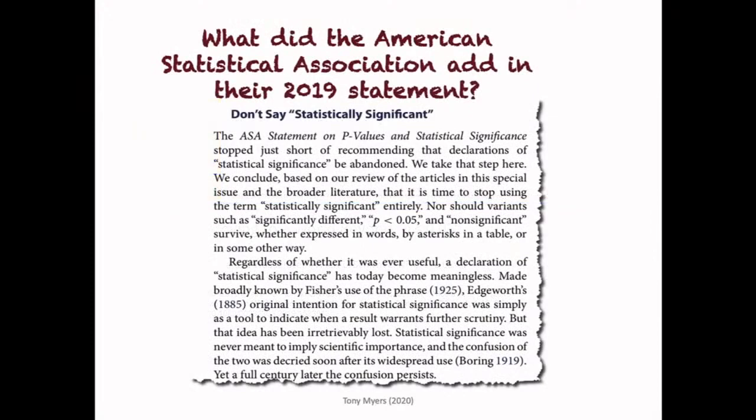What did they add to their previous 2016 statement? Well, basically what they said was it's time to stop using the term statistically significant entirely, along with variants such as significantly different, p is less than 0.05, non-significant, or other forms where you might highlight these things by asterisks in a table or in some other way.